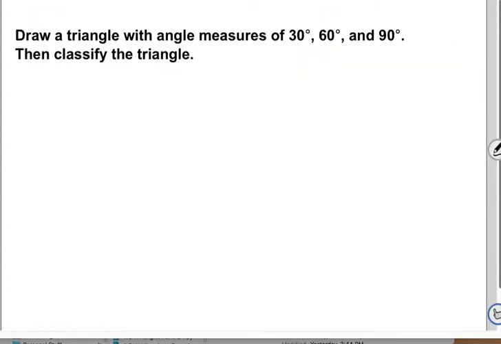Draw a triangle with measures of 30 degrees, 60 degrees, and 90 degrees. Then classify that triangle. So you're going to draw a triangle with 30, 60, and 90.